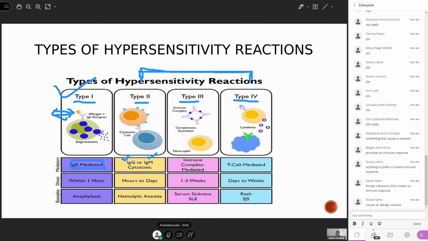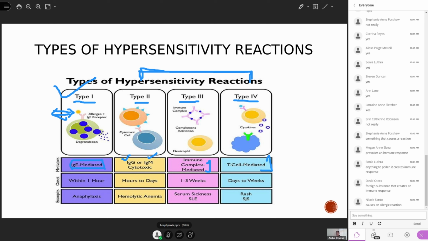Type 3, the immune complexes are formed. And type 4 is cell mediated. There are no antibodies in that. It is really the cells of the immune system that get activated against the allergen. For example, phagocytes, they produce cytokines, okay?